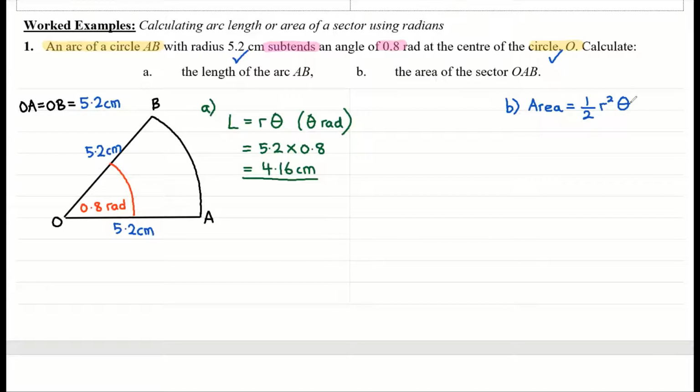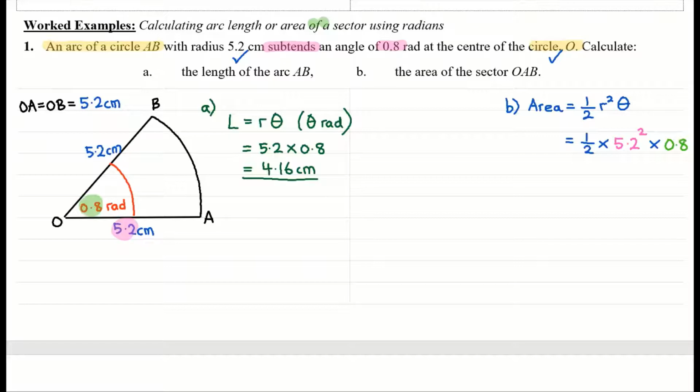Now this is going to equal, let's sub everything in, 1/2 multiplied by r, which is of course the radius here. So that's going to be 5.2 squared, and then multiply that by the angle, which we know, of course, is 0.8 radians. So I'll just put that in as well. Sorry if I'm over egging it a bit, but might as well get these right. So multiply that by 0.8.